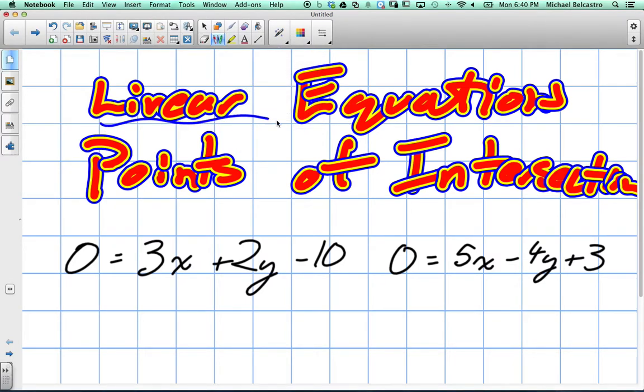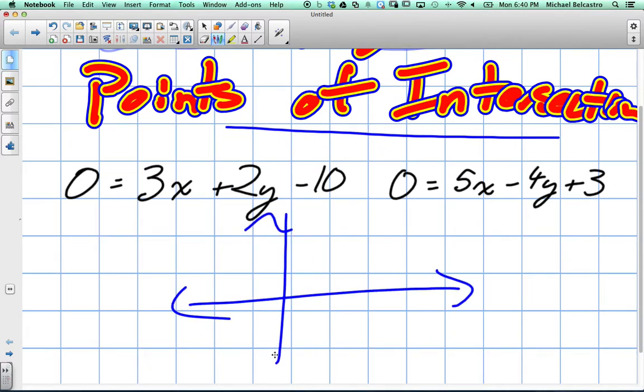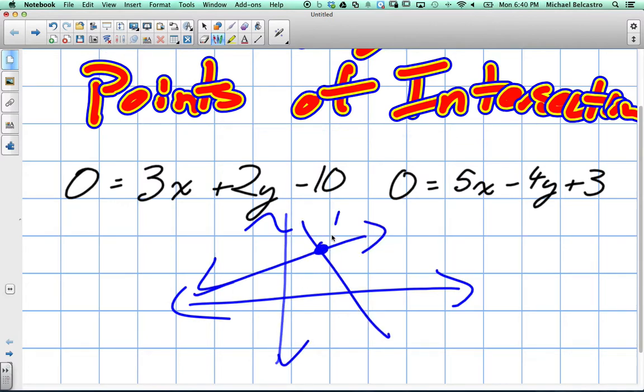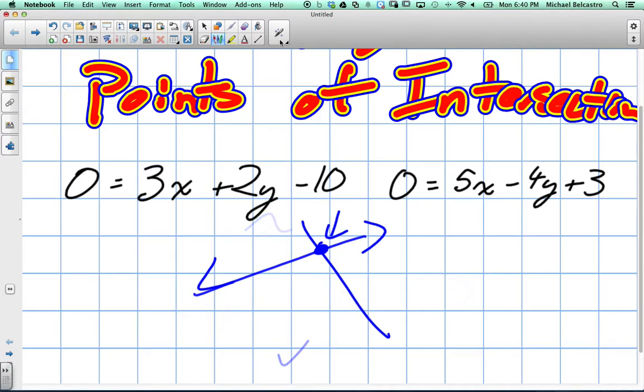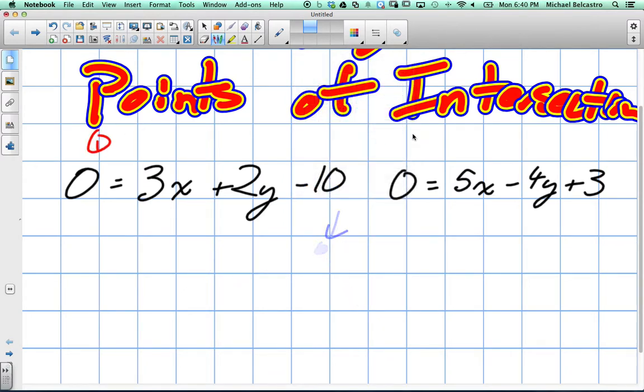Okay, we're going to look at linear equations, and we're going to find points of intersection between them. Because we have two linear equations, here's our Cartesian plane. One line's going to do this, another one's going to do that, and this is what we're looking for, the point where they intersect each other. They've given us both of the equations in standard form, so we're going to number them: equation 1 and equation 2.